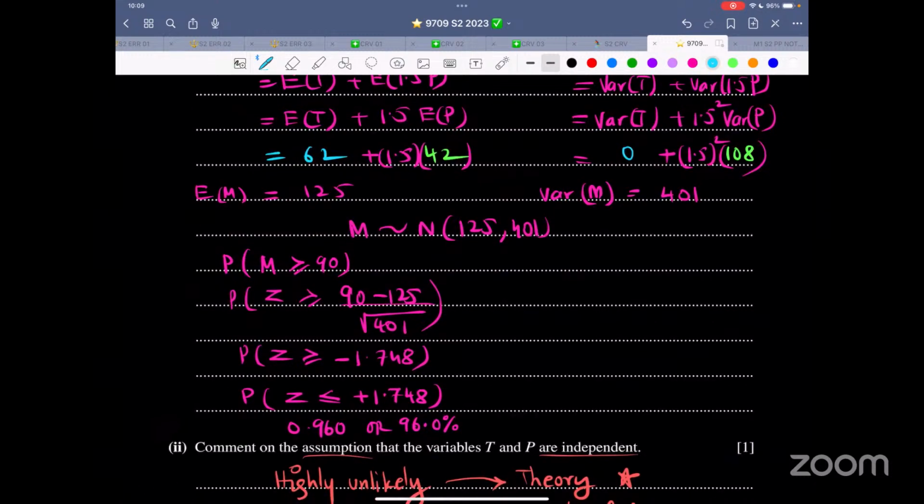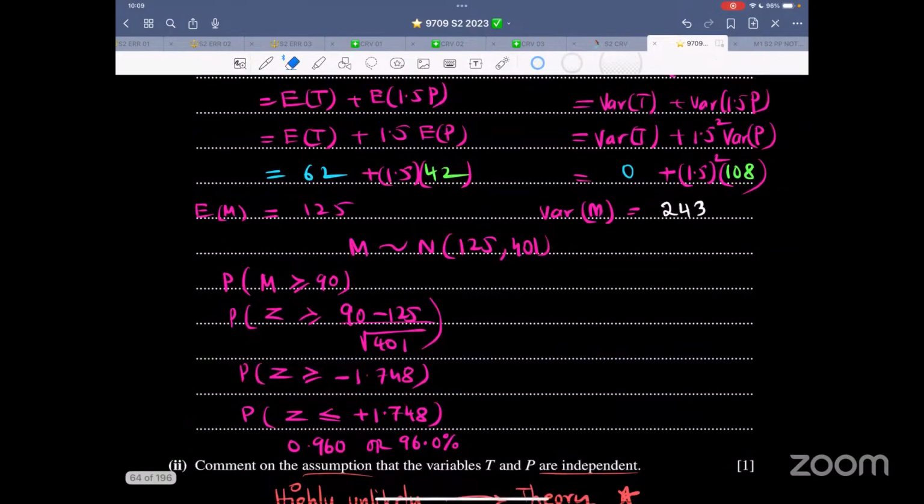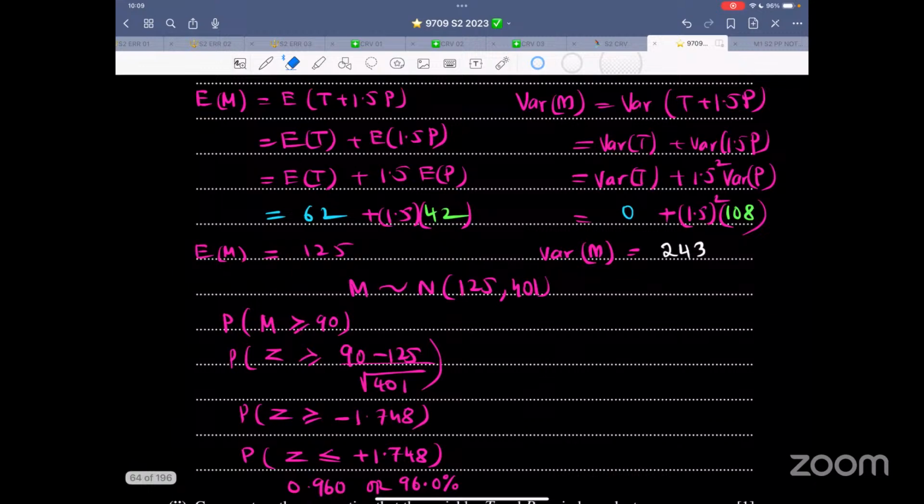Now let me just multiply this out. I need to correct this. That is 1.5 into 1.5, that is 2.25, into 108. So yes, this comes out to be 243. There is a small error over here. This is 243. I'm just doing the correction, so let me write it with white color.